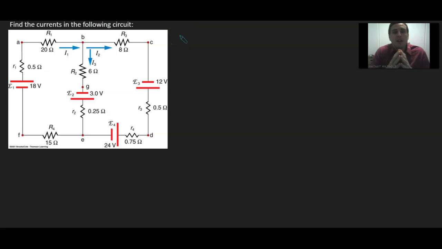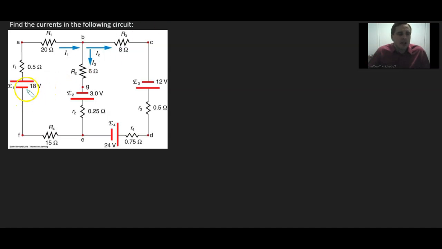Hello, and I would like to perform a resistor network with multiple batteries and real batteries, although ideal wires, direct current system where we have to use Kirchoff's laws to really help us solve this problem. So we'll be using both the junction rule and the loop rule. So let's have a look at our circuit.